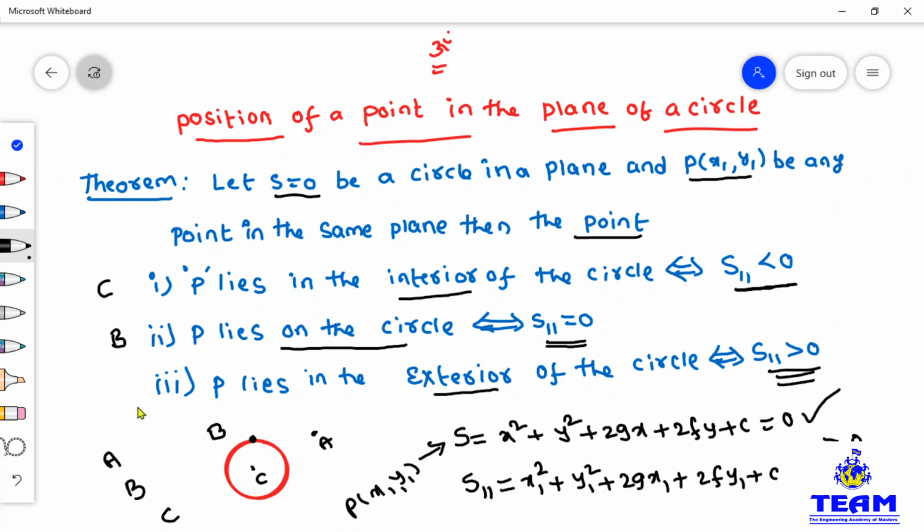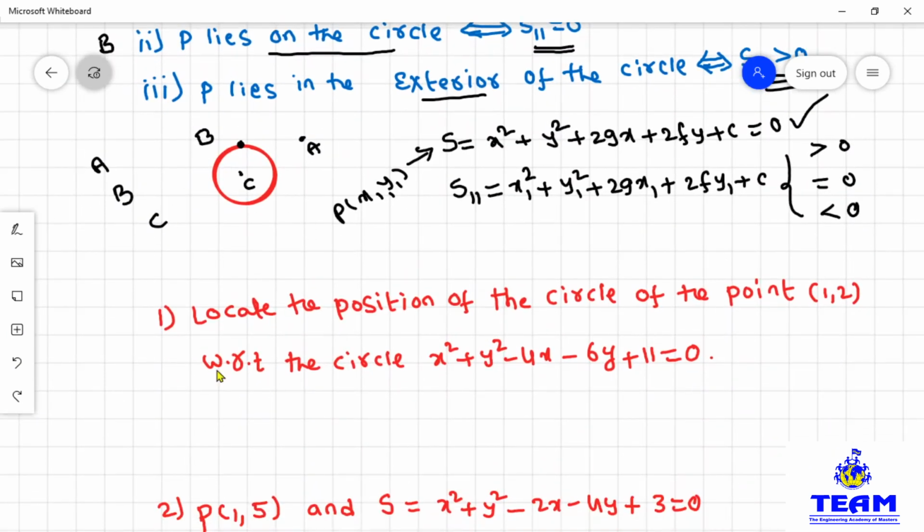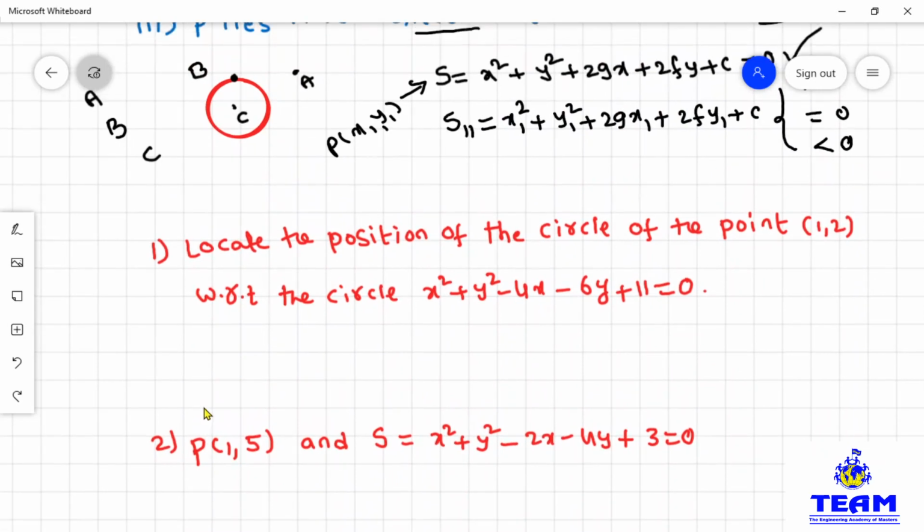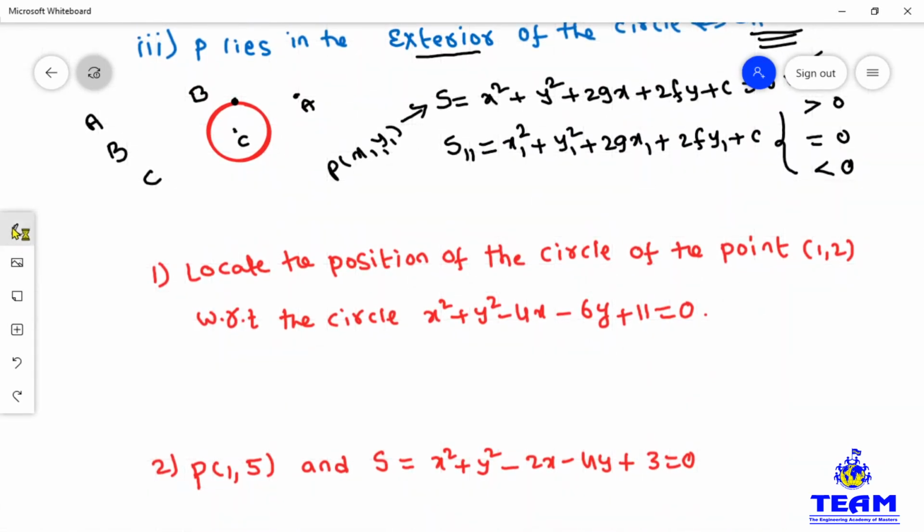Okay, now we will solve problems on this. Problem number 1. The given problem is: locate the position of the point P(1, 2) with respect to the circle x² + y² − 4x − 6y + 11 = 0.